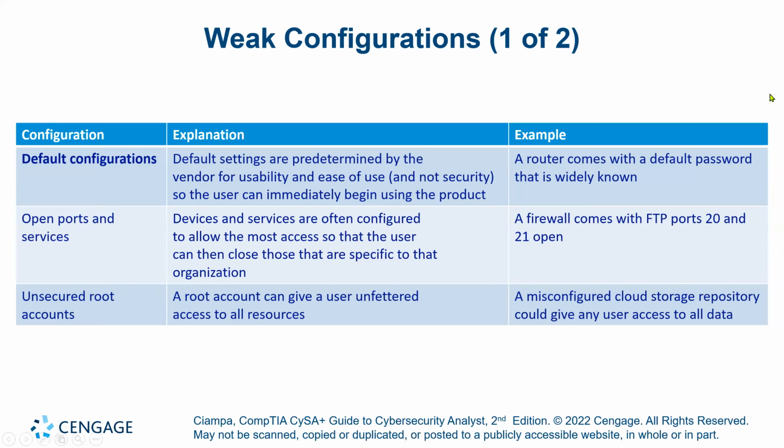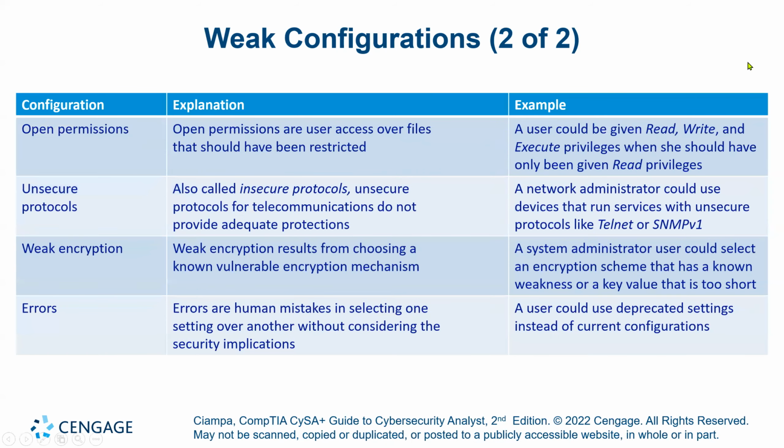And there have actually been several data breaches like that. I don't know if you've ever seen those ones where they're like, this Amazon cloud repository. This is exactly what happens in those cases. Open permissions. Open permissions are user access over files that should have been restricted. Example, a user could be given read, write, and execute privileges when they should have just been given read privileges.